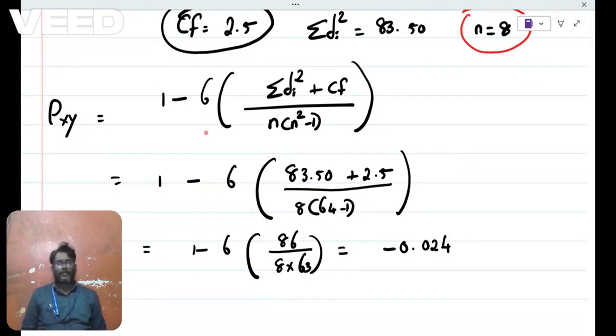So you have to substitute everything here. The rho of x comma y is 1 minus 6 times sigma di square, 83.50, plus the correction factor 2.5, divided by n is 8, so 8 into n square 64 minus 1. If we simplify, we will get minus 0.024, that is negative correlation. So here we got the rank correlation as minus 0.024, which is negative.